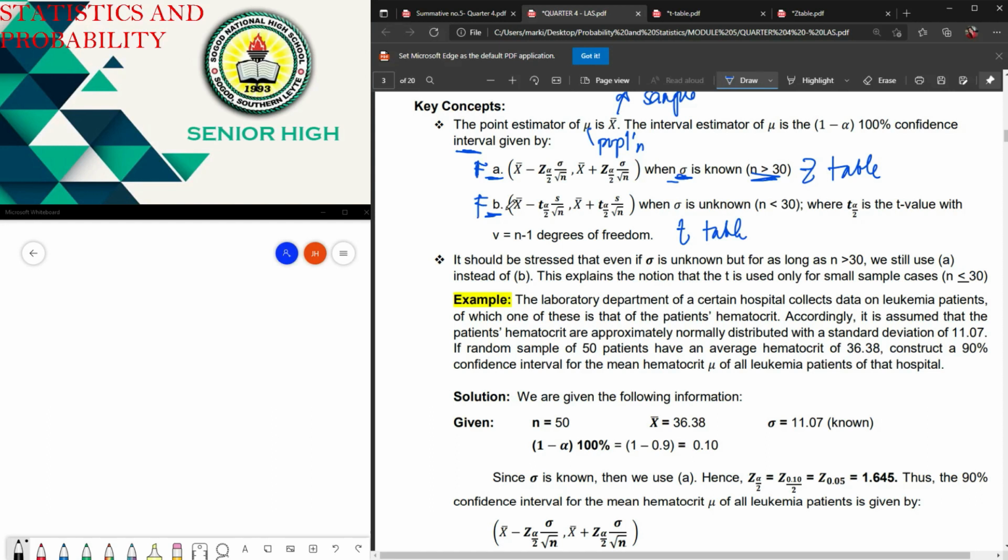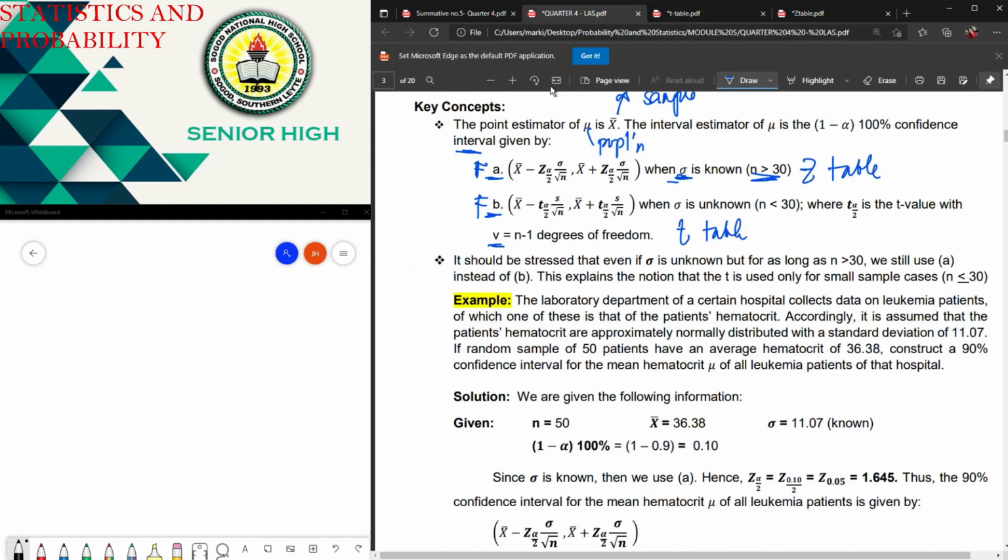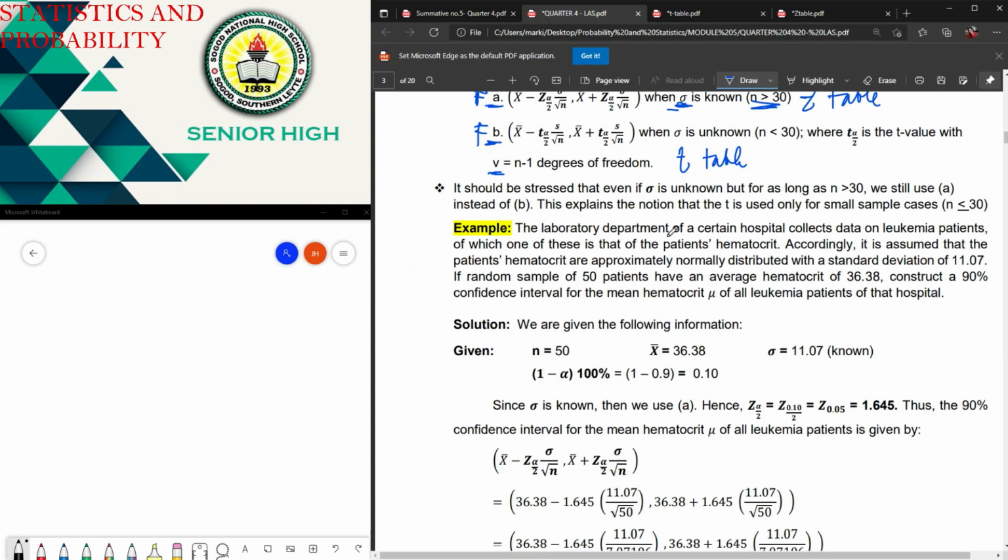Remember that when you are using a t table, you are going to look for the v, which is n minus 1. You need to subtract 1 from your sample size, from your n, so that you will use this in the t table. So df is equal to n minus 1. Degrees of freedom is equal to n minus 1. Do not forget that one. Okay, let's have an example.